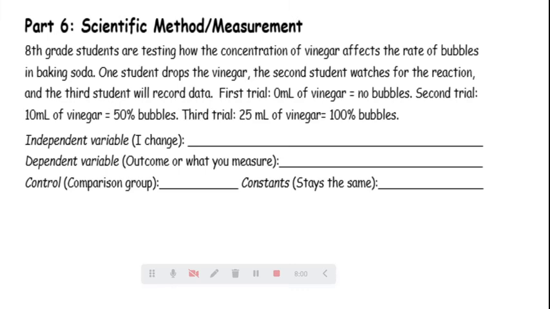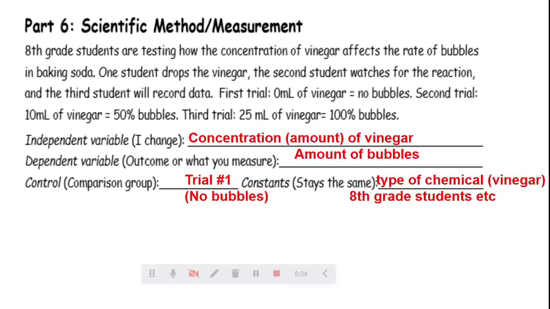What is your independent variable? What are you changing? The amount of vinegar. Very good. The dependent variable is going to be the amount of bubbles, right? The control, your comparison, is trial 1 because we have no bubbles. That's the one that's different, right? That one's not getting any. And then if you go back, the constants are going to stay the same. Those are the type of chemical we're using, vinegar. That's 8th grade students doing this.